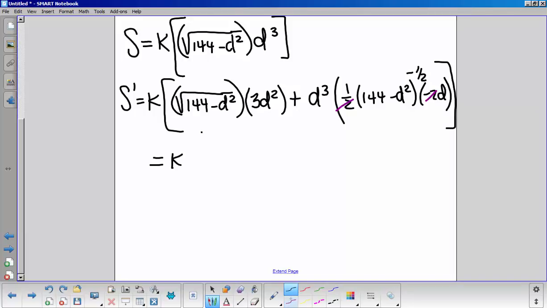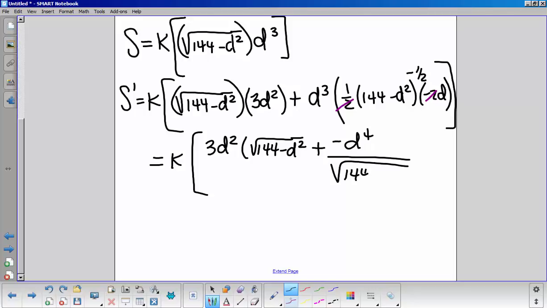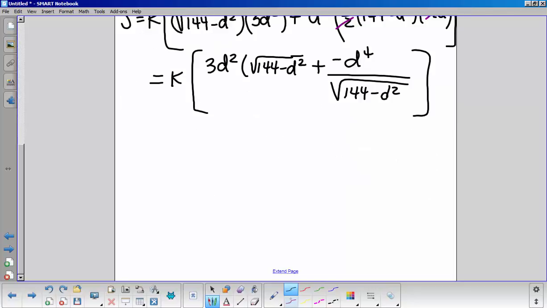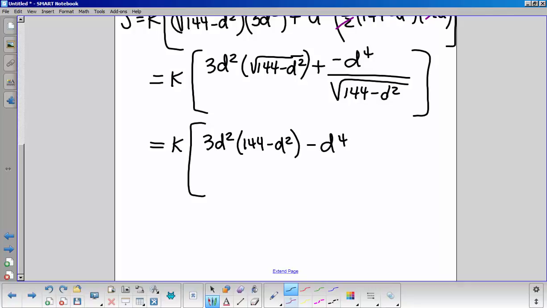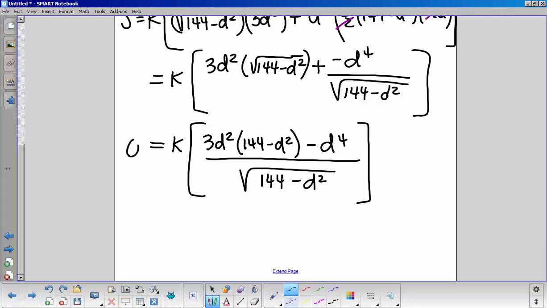So in the front here, we're going to get K times 3D squared times the square root of 144 minus D squared. What goes in the numerator here? Plus negative D to the 4th over the square root of 144 minus D squared. Common denominator. I'm going to take this and multiply by this, right? So we get 3D squared times 144 minus D squared, because the square roots come off, minus D to the 4th, all over the square root of 144 minus D squared. Set it equal to 0.